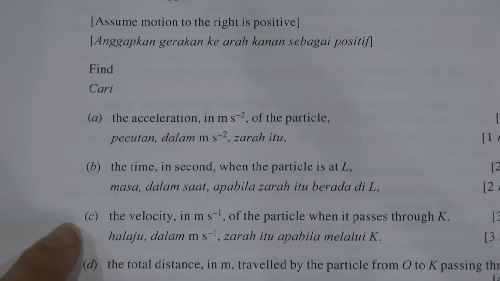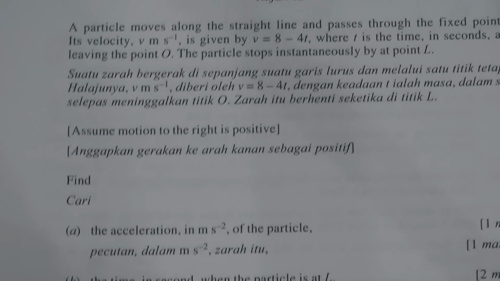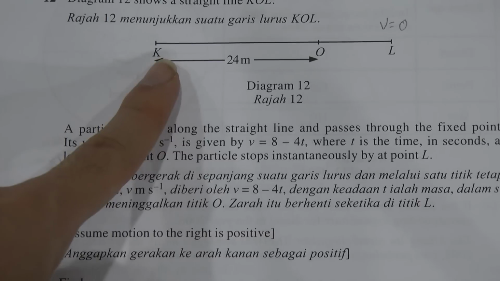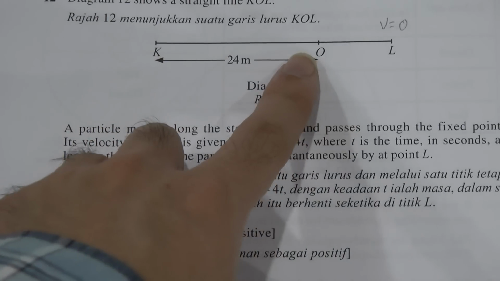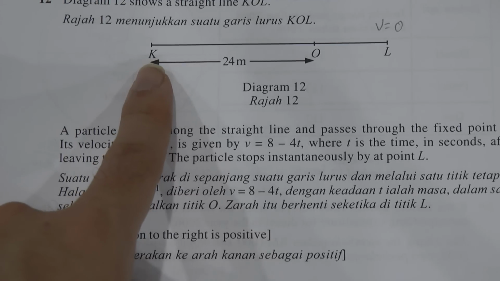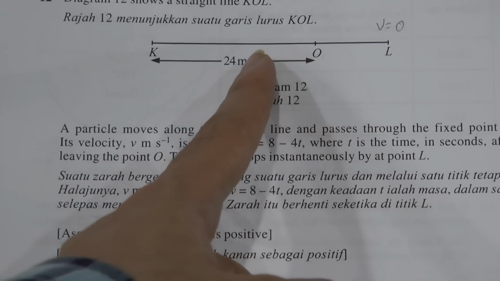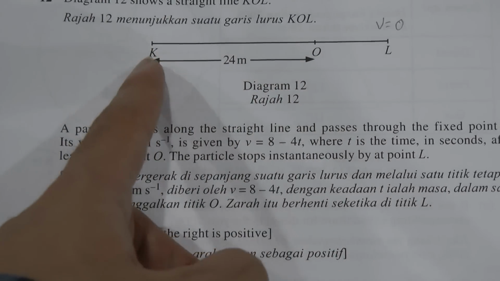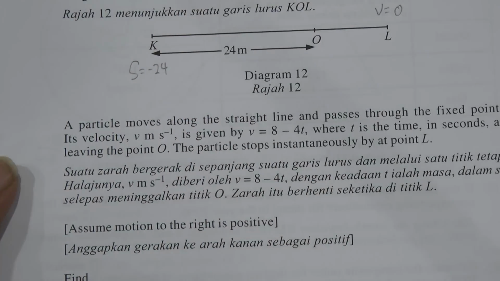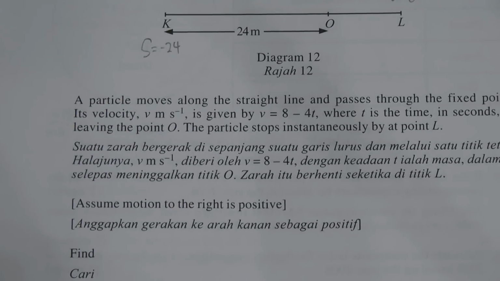Let's have a look at C. The velocity of the particle when it passes through K. You want to know the velocity here, so first you have to know the time. To get the time, you have to know the distance: K is located at S equal to negative 24. This is 0, and when he goes to the negative side you get a negative distance of 24 meters, so S here is negative 24. With S equal to negative 24, you can easily find t, and then t can help you find the velocity at K.